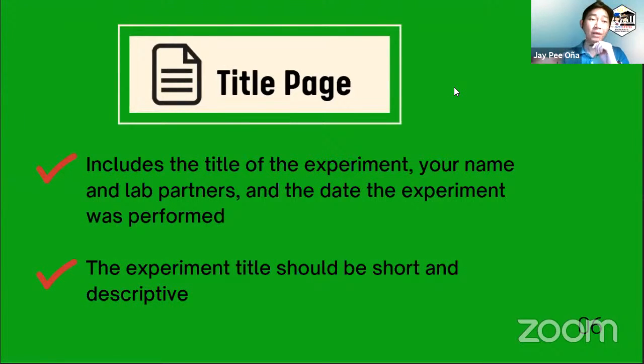So first off, we have the title page. And this includes, of course, the title of the experiment, your name or your lab partners, the date of the experiment, and probably also the date submitted to the professor or the teacher. So as I've said previously, the experiment title should be short and concise, but also descriptive.